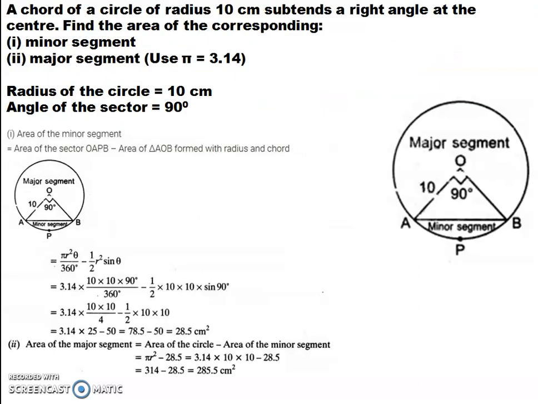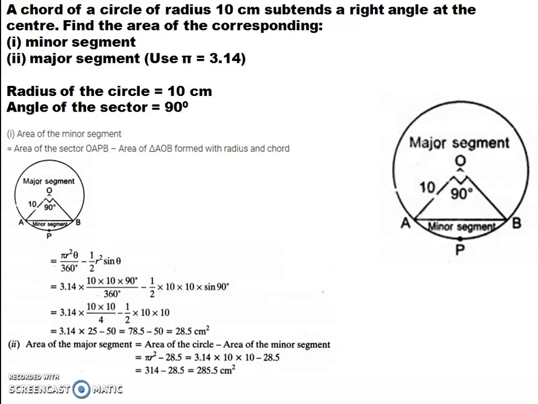Next question. A chord of circle of radius 10 cm subtends a right angle at the center. Find the area of the corresponding minor segment and major segment. Now you can see this is the sector. Okay, radius is 10. Here also 10 and the angle is 90 degree. So you will get the area of the minor sector. Listen here, I am talking about minor sector.